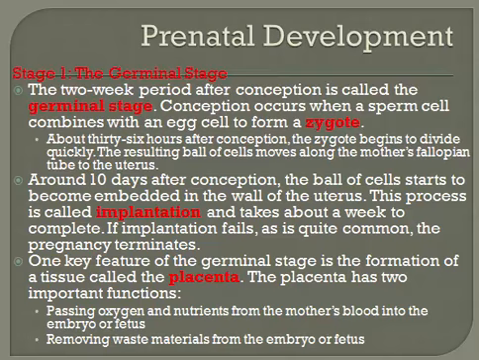During the germinal stage, which is that 2-week period, a couple things happen. Conception occurs when the sperm cell combines with the egg. That's called a zygote. About 36 hours after conception is when the zygote starts to divide really, really fast. It becomes a little ball of cells, and that ball of cells starts to move along the fallopian tube to the uterus. It's not until about 10 days that the ball of cells starts to become embedded in the wall of the uterus. That process is called implantation. Implantation takes about a week to complete, and if implantation fails, which is actually common, the pregnancy terminates.